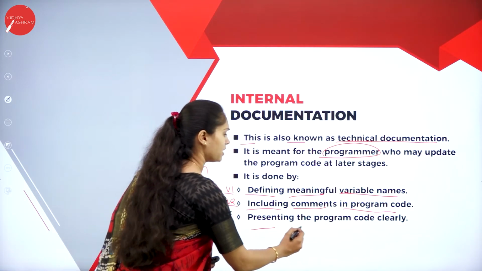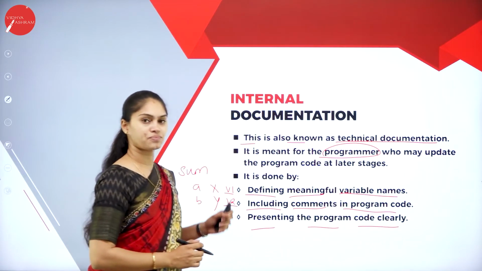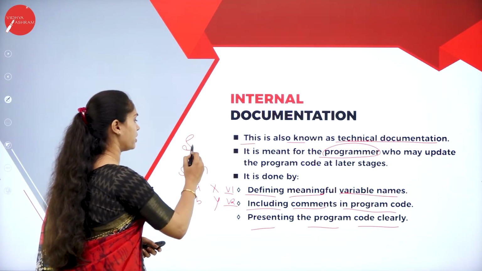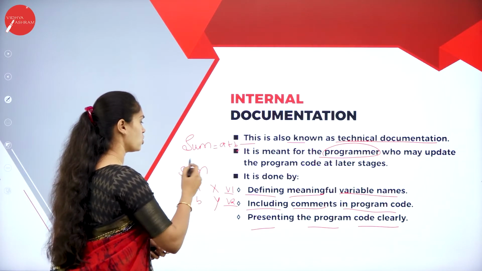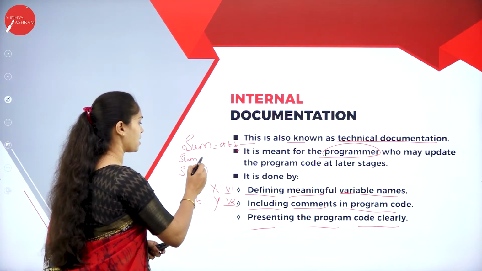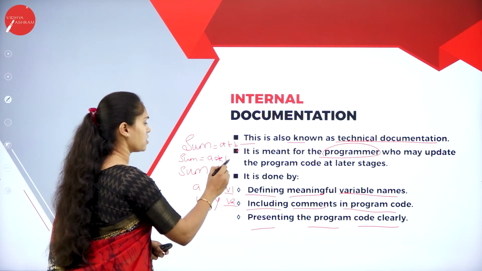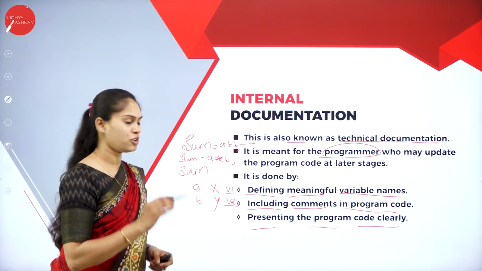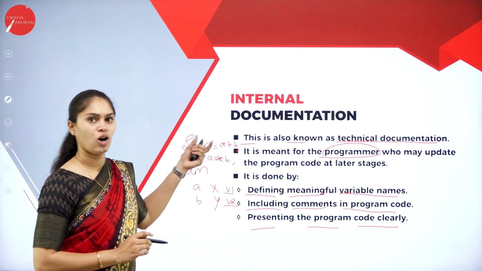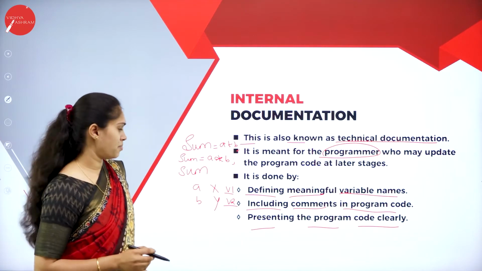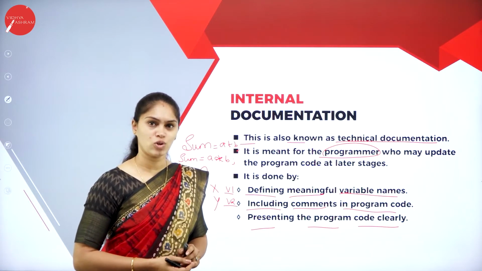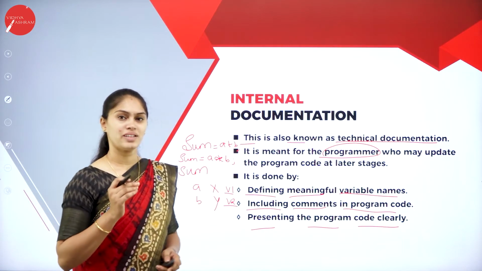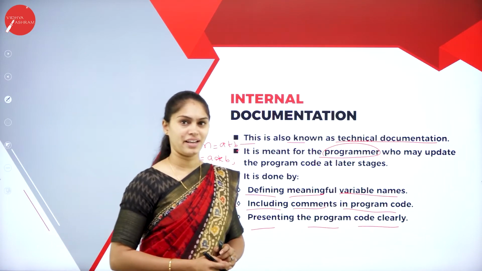Then presenting the program code clearly. Here I am taking sum is equal to A plus B, and it has to be clear. Instead of that, if I take sum is equal to A multiplication B, how would they get to know whether it is an addition or a multiplication? So there must be proper and clear usage of the programming codes. These can be done with the help of this internal documentation.